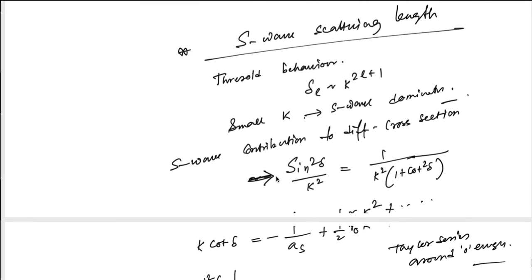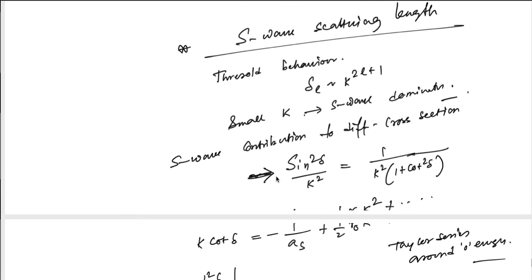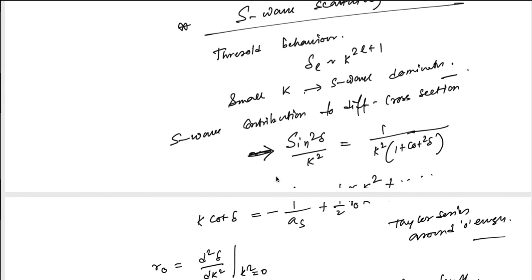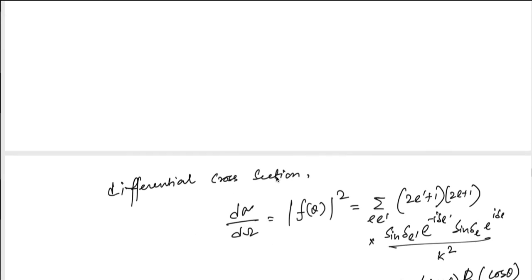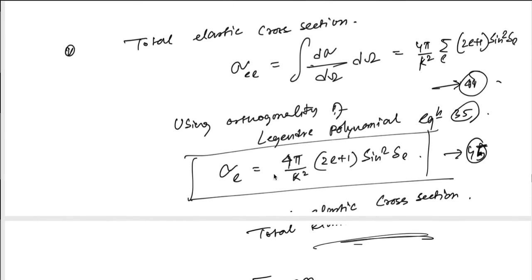Finally, there is one more thing, the S wave scattering length, as we call it. With a scattering phenomenon you can associate a length scale. How is that done? Notice the threshold behavior we did, that delta L goes as k to the power 2L plus 1. So for small k the S wave dominates. So take the S wave contribution to the differential cross section. What is that contribution formula? It is this.